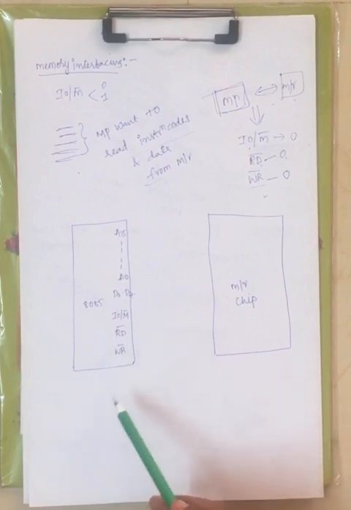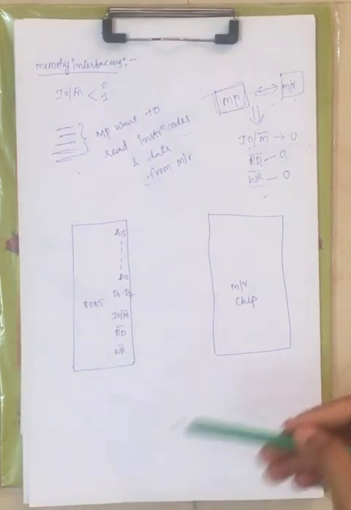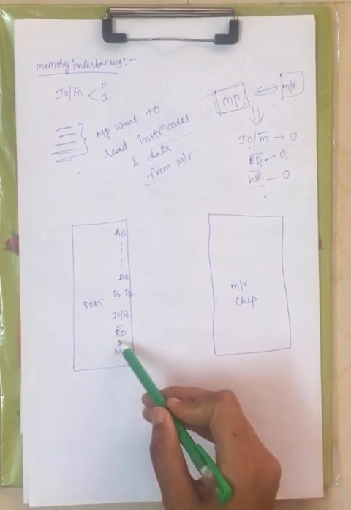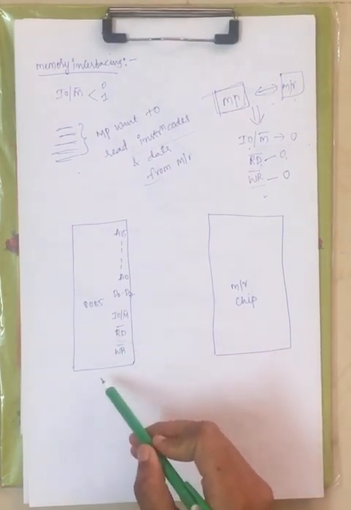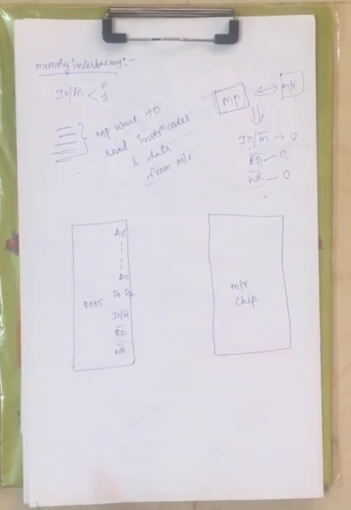Now this specifies whether it is an IO operation or a memory operation. After that, the read signal and write signal, which you already know from your 8085.